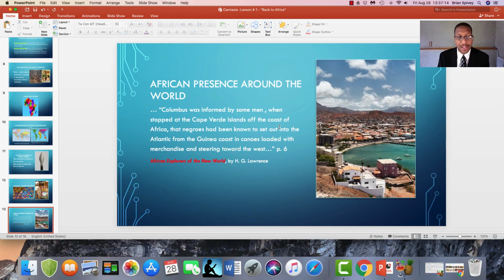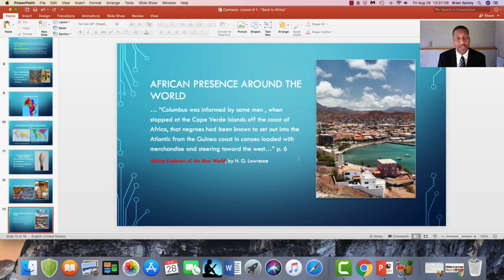3, we didn't get to yet, but here is the next one. African presence around the world. Columbus was informed by some men when they stopped at Cape Verde Islands off the coast of Africa that Negroes had been known to set out into the Atlantic from the Guinea coast in canoes loaded with merchandise and steering toward the west. So this debunks another myth, and that was that they were just running around in the jungle with no clothes on. Well, they were navigating, which is sophisticated. They were merchants and they were selling merchandise, and they were going back and forth.